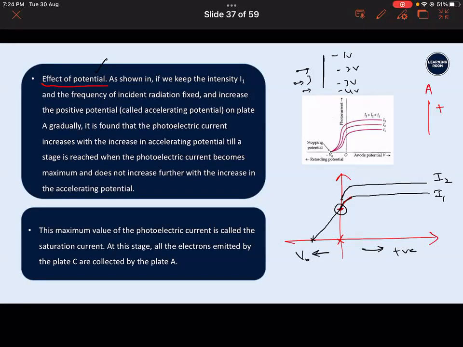One point that you need to make a note of is, at the stage when the saturation current is obtained, what is going to happen? All the electrons emitted by the emitter plate are completely collected by the collector plate. That's it.